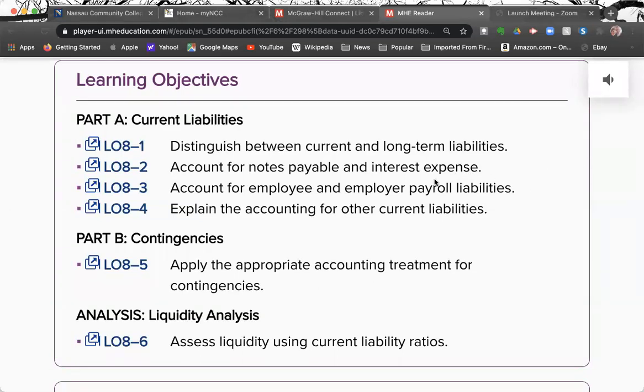The second topic here, account for notes payable and interest expense. We'll get into that. And account for employee and employer payroll taxes. We'll get into that. I don't think we're going to get into these topics down here. Contingencies. We might talk about one or two other liabilities in here. One that comes to mind is sales tax.